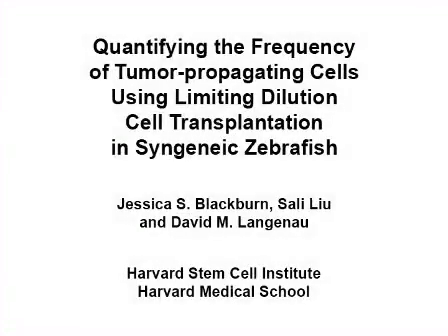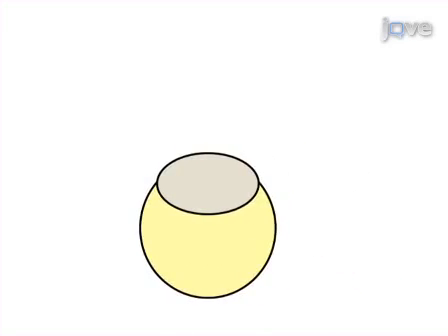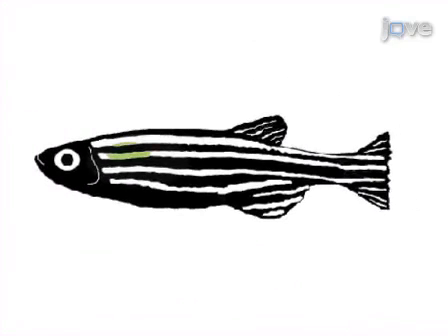The limiting dilution cell transplantation assay is the gold standard for assessing self-renewal potential in experimental animal models. In this demonstration, one-cell stage syngeneic zebrafish embryos are injected with Rag2-MYC and Rag2-GFP to create transgenic zebrafish that will develop fluorescently-labeled T-cell acute lymphoblastic leukemia by 60 days of life.